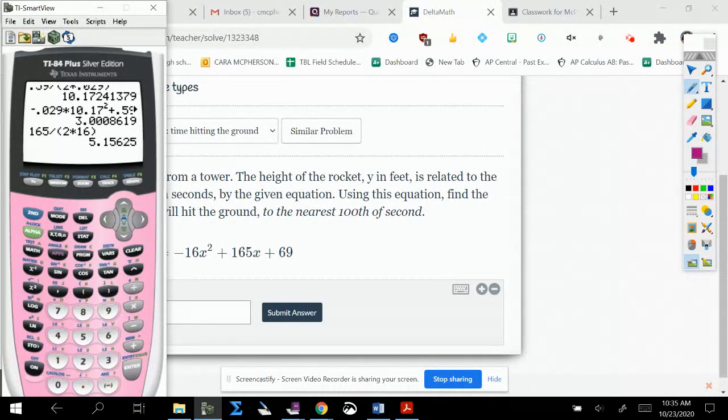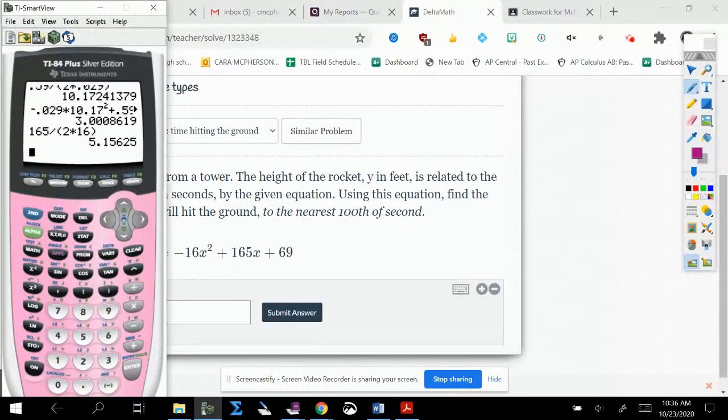That would be seconds. So that kind of gives you an idea of how many seconds it takes to get to the peak. So to get to the ground, it's probably going to take about double that. It's usually not perfect because it kind of depends on where we launch this rocket from. But we know that it's going to take somewhere in the neighborhood of 10 seconds to get back to the ground.